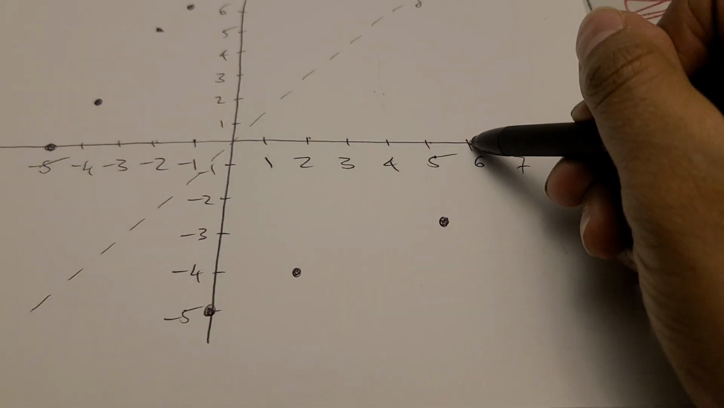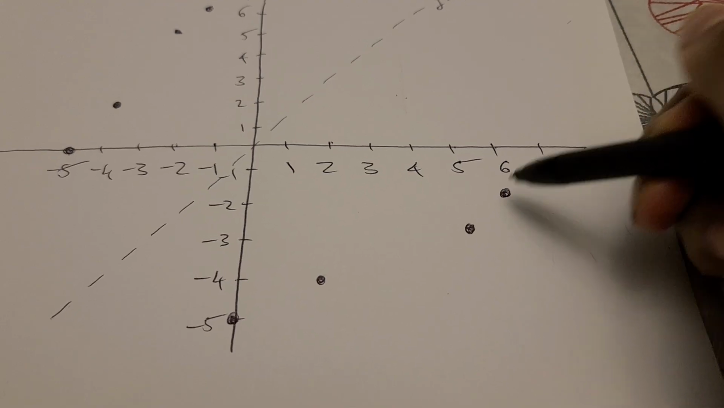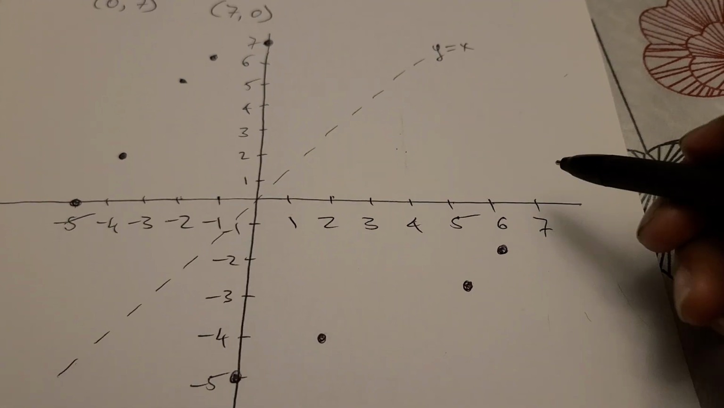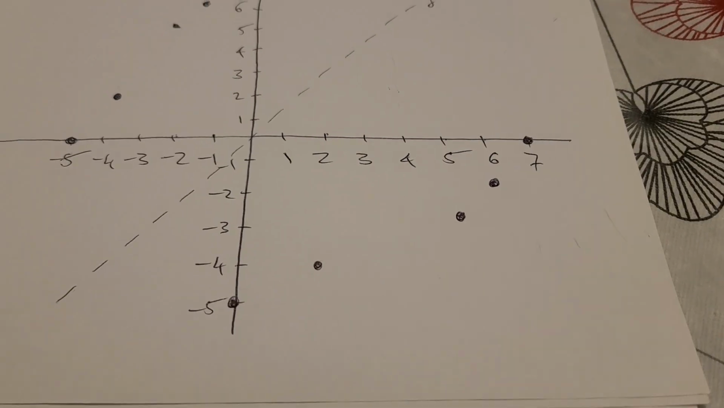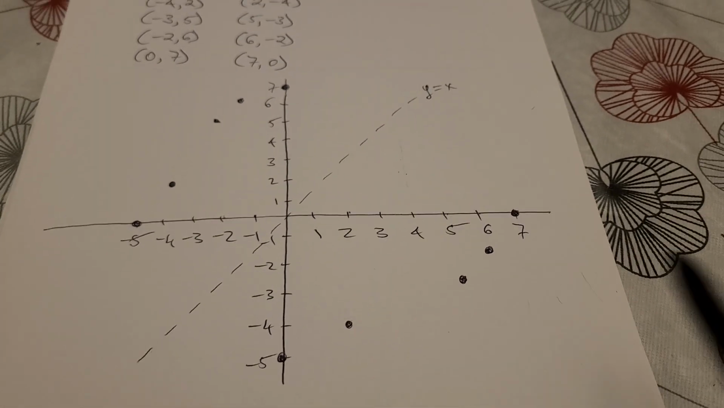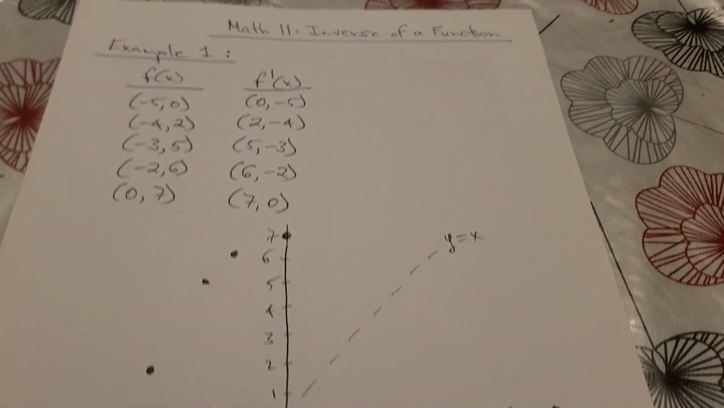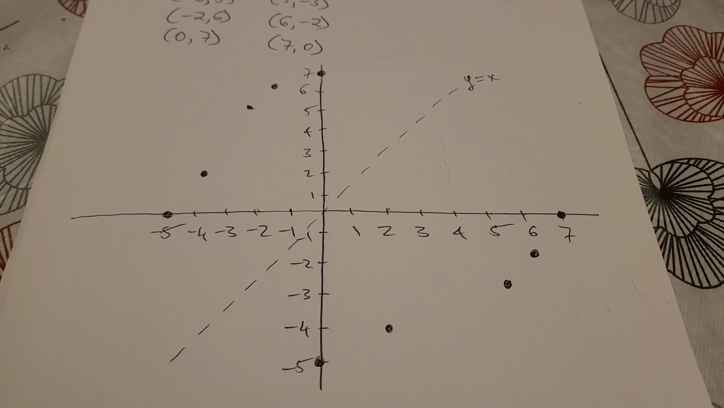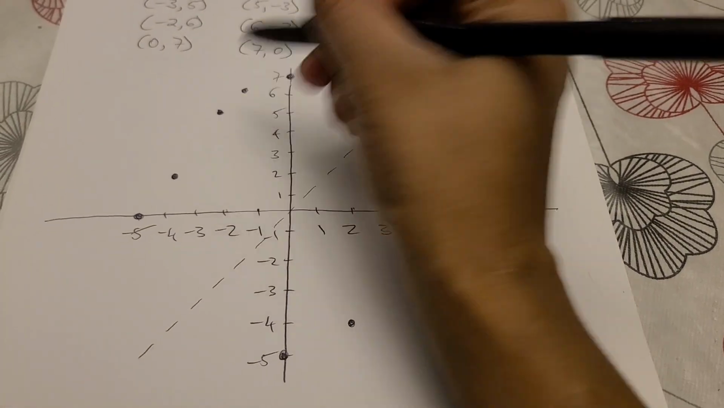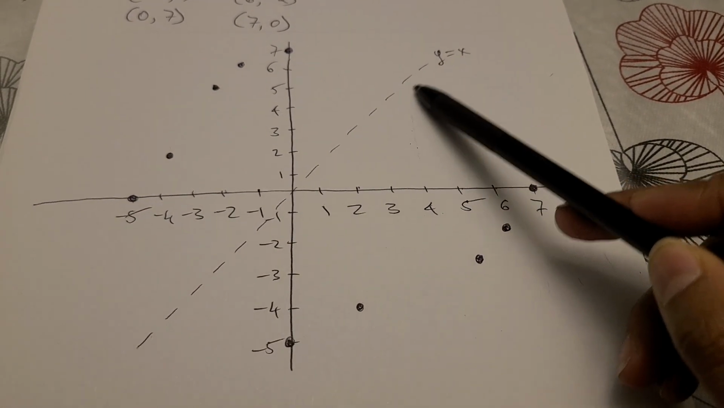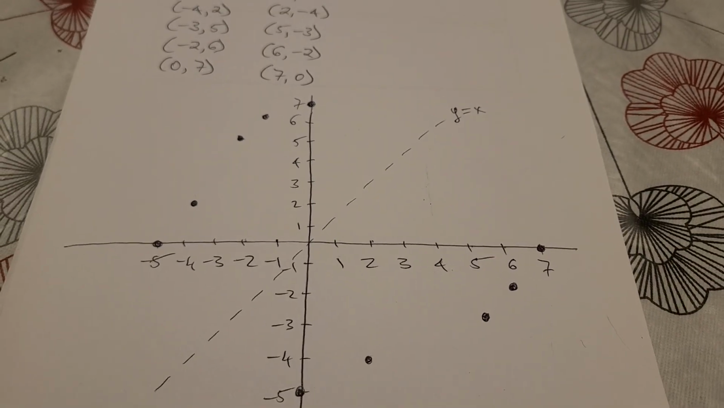6 and -2. All right, so we're right here, 6, -2. And the last coordinate is 7 and 0, which again is going to be right here on the x-axis. So you don't need to actually write the coordinates here, because we already have the coordinates in the table. But if you look at these dots, let's make that bigger. We can see that these dots are basically a reflection in the y equals x line, like so.